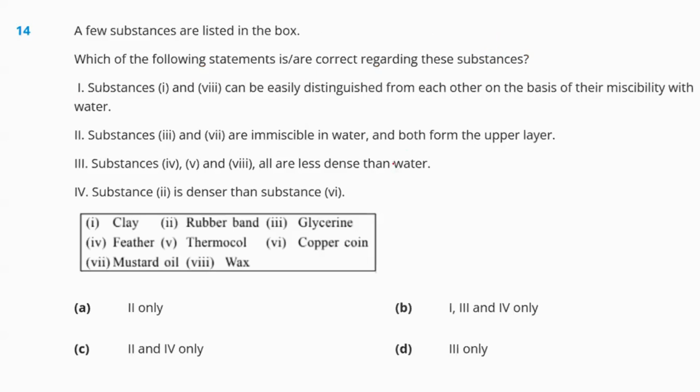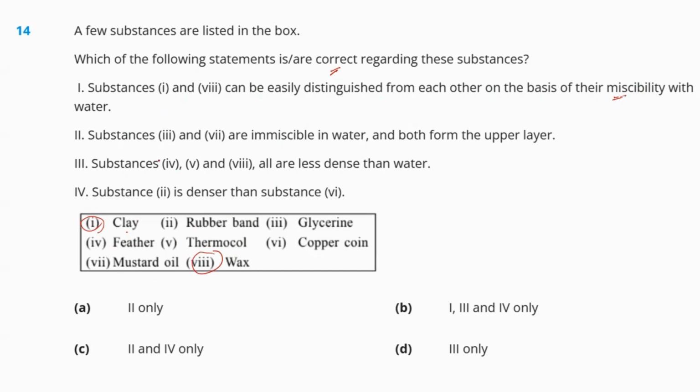Question number 14. A few substances are listed in the box. Which of the following statements is or are correct regarding these substances? So we have clay, rubber band, glycerin, feather, thermocol, copper coin, mustard oil, and wax. And we need to find what would be our correct options regarding it. Substance 1 and 8, clay and wax, can be easily distinguished from each other on the basis of their miscibility with water. We can distinguish, but not on the basis of their miscibility.